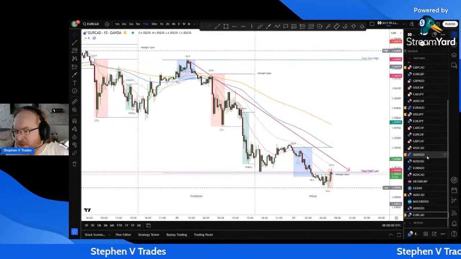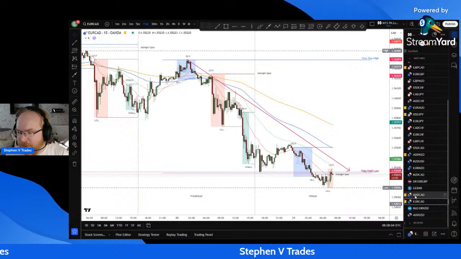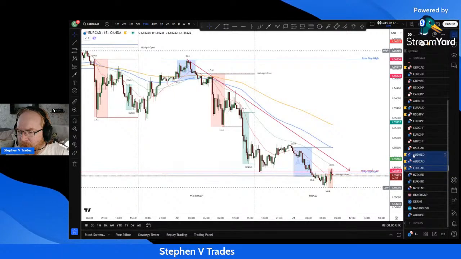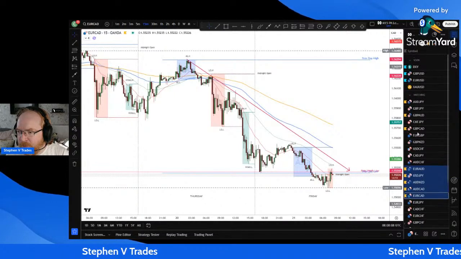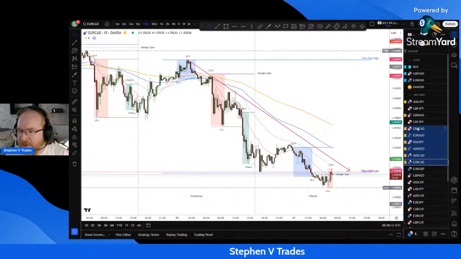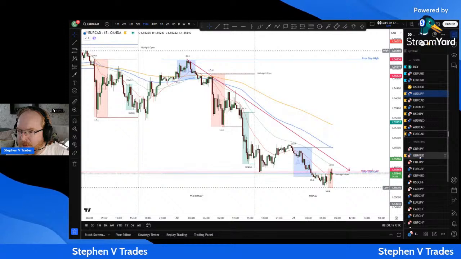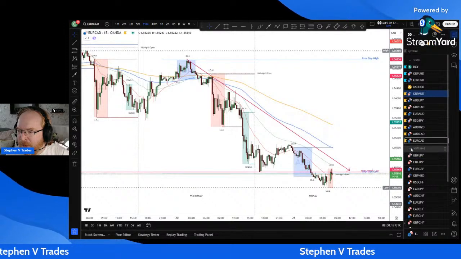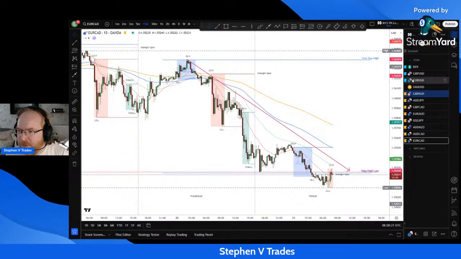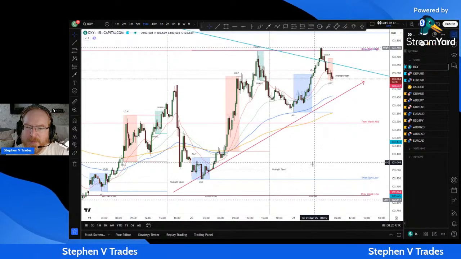Okay, so now we've got all these little yellow dots. What do we do? We group them all together, just like this, because there's no way I can scan through this many pairs every hour or so. So we're just going to dump these into there. Then this watch list is shrunk down, and now all we've got is these ones to go through.